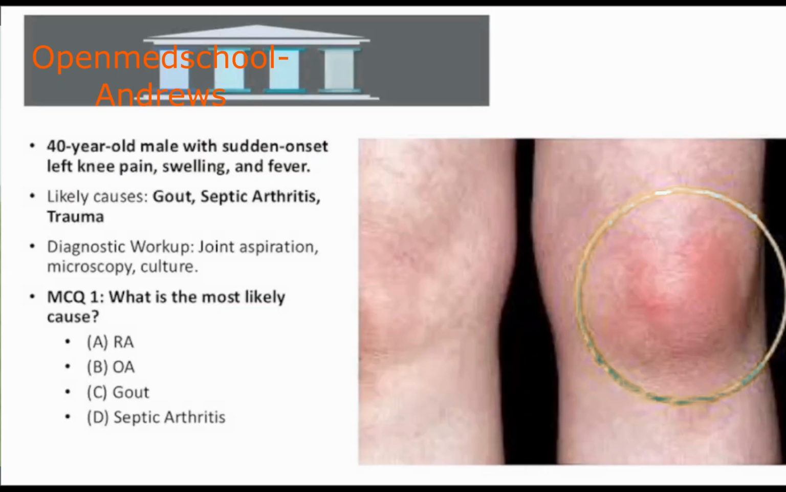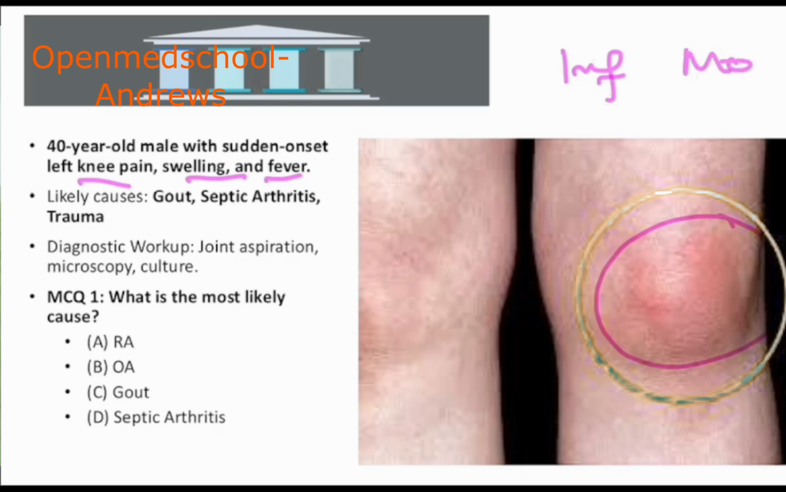This is the history of a 40-year-old person admitted with a sudden onset of left knee pain with swelling and fever. So there are signs of inflammation. Pain is there, swelling is there, so it is an inflammatory arthritis. Second, only one joint is affected, so it is a monoarthritis. And the duration is acute, so it is an acute inflammatory monoarthritis.